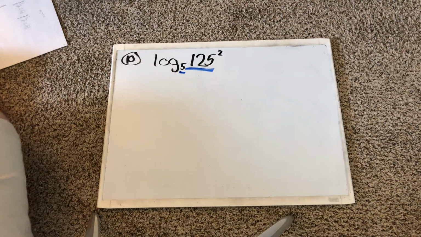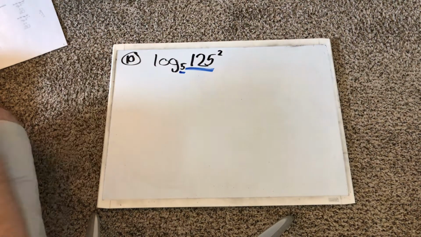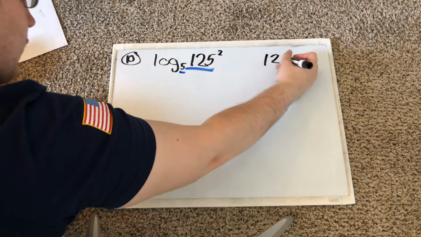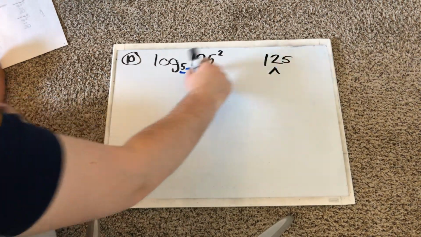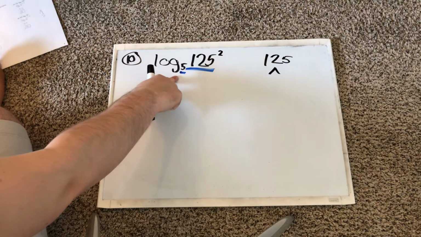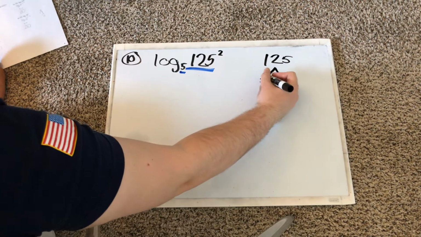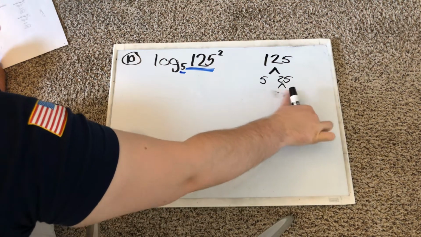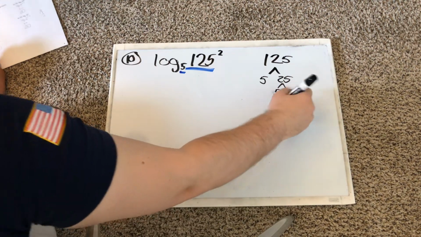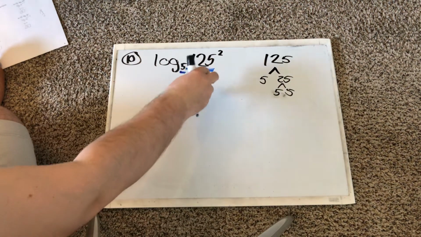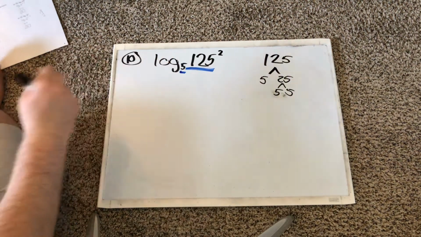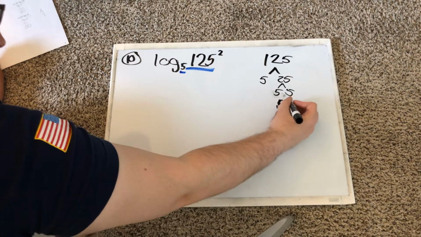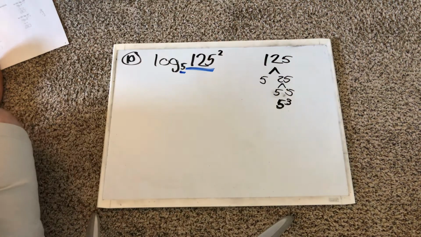But what we can do is we can break down this 125. And I'm going to do that over to the side right here. 125, I want 5s because that's my base. If I break this down, that's 5 and 25. 25 breaks down to 5 and 5. I have 1, 2, 3 5s. So I can replace this 125 with 5 to the third power because there's 1, 2, 3 5s.